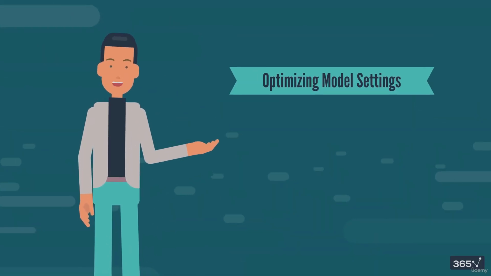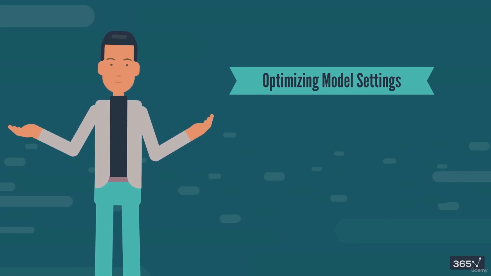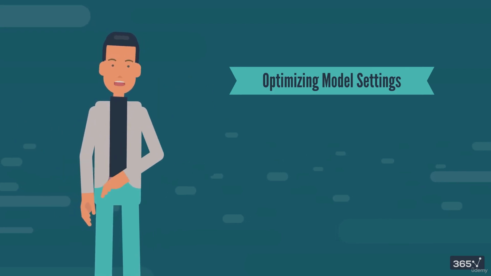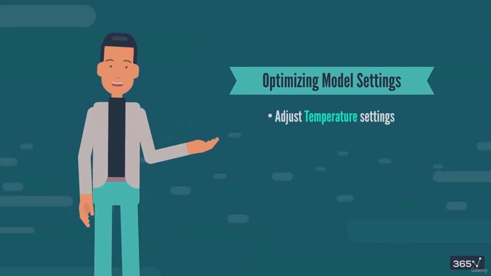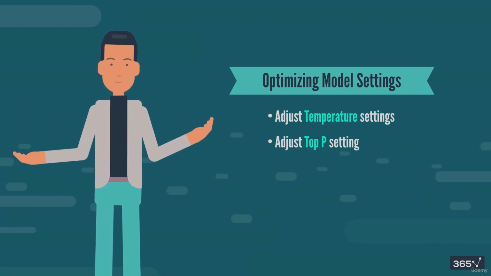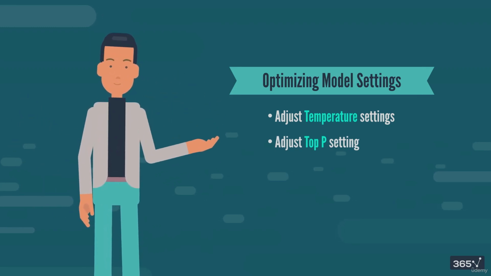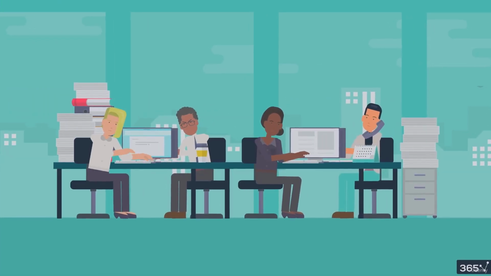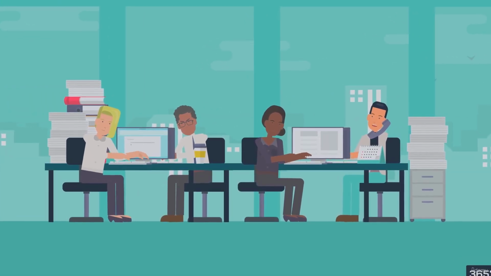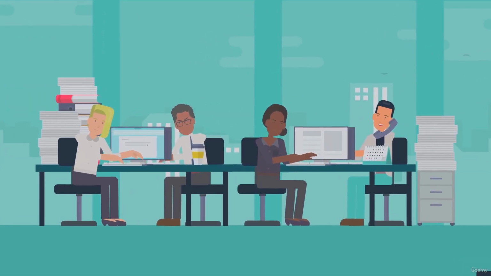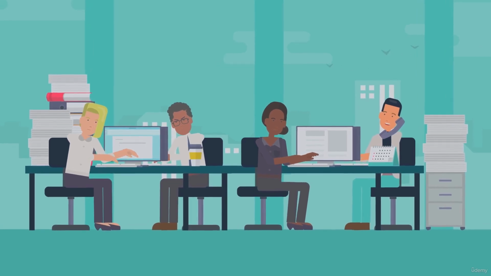Welcome to this lesson on optimizing model settings for different use cases. We'll explore how to adjust the temperature and top P settings to achieve optimal results for various tasks. Let's dive in. Imagine that you're working for a brand new startup. The team is small, and everyone wears multiple hats to keep things running smoothly.